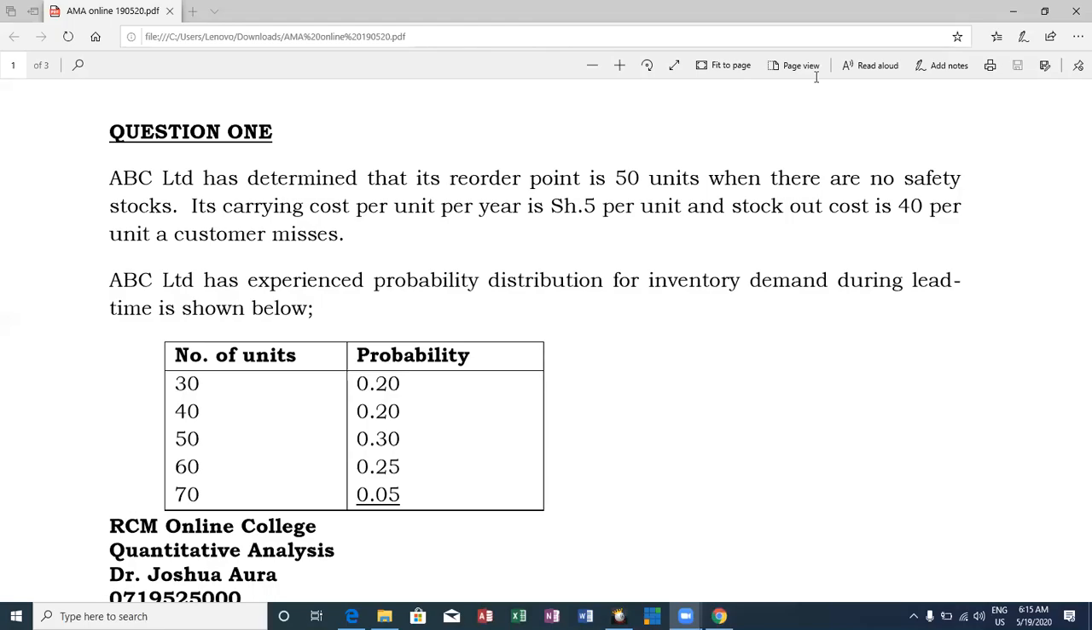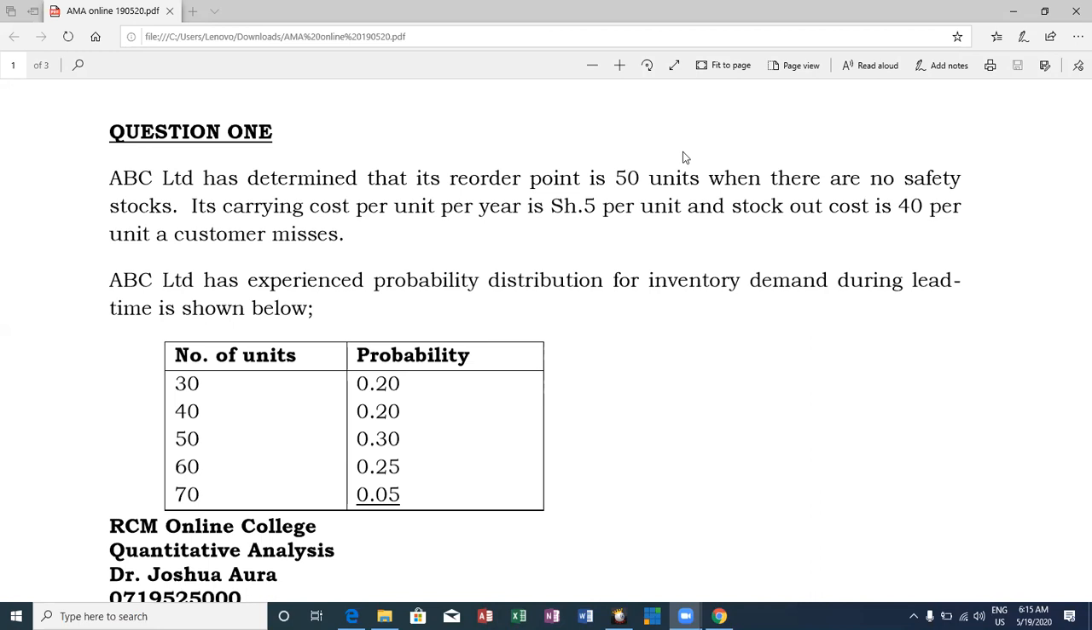Move away from my video to the screen that shows you a question. So you are told there, ABC Limited has determined that its reorder point is 50 units when there are no safety stocks.